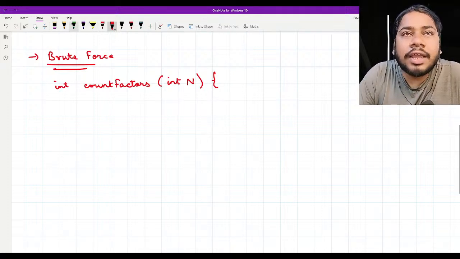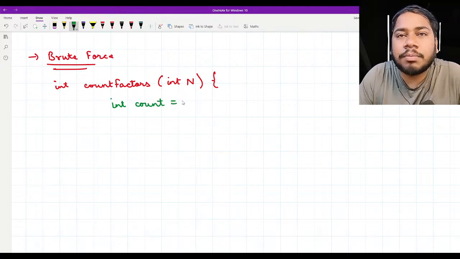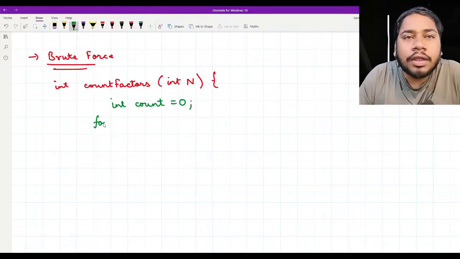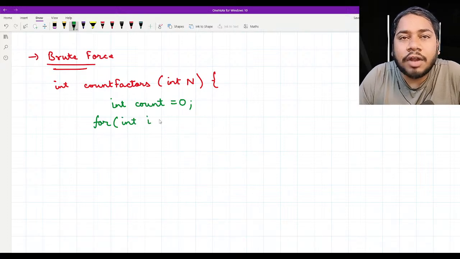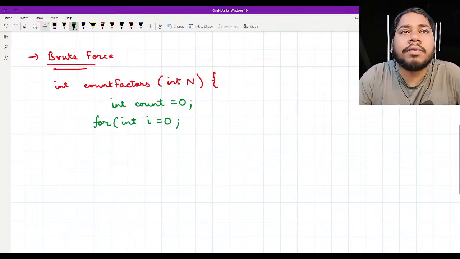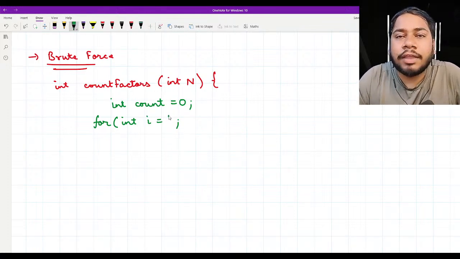In that we will initialize a count, int count, because we have to count the number of factors of that number, and we will initialize it to 0. And now we will write a for loop, which will start from int i equal to 0, and then, okay, no, it will be from 1, because the factors start from 1. So int i is equal to 1, i less than or equal to n.